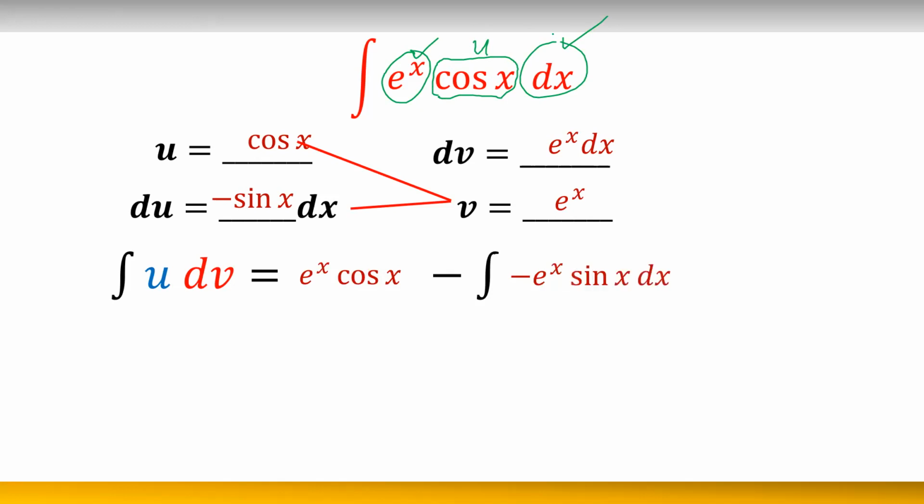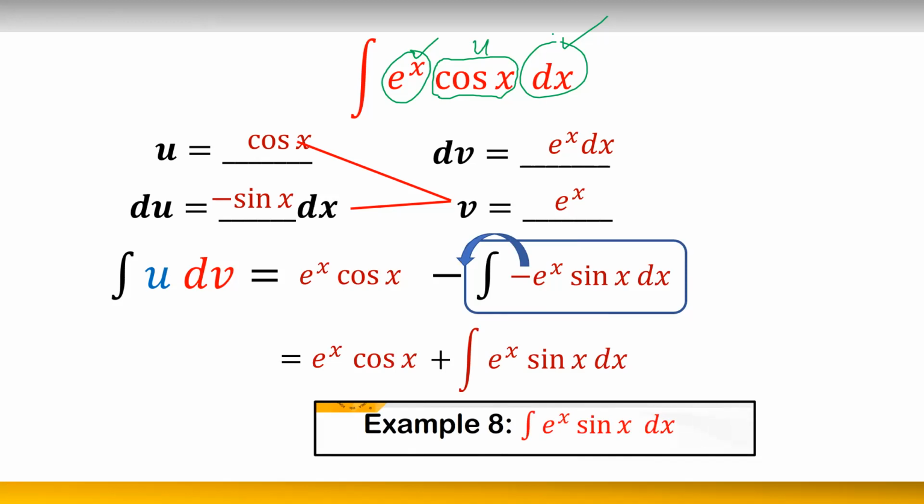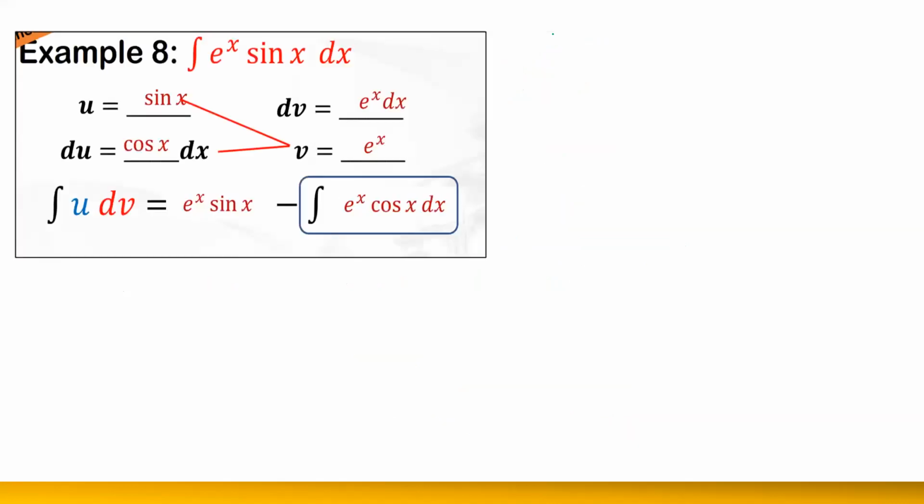Again, minus negative, diba? Nag-recur na naman yung integral natin. Magiging plus. Okay. Magiging plus na siya. So, that's e to the x cosine x plus e to the x sine x. Remember, that is exactly the same as our example 8. Diba? So, nag-recur na naman. This is a case of recurring integral.